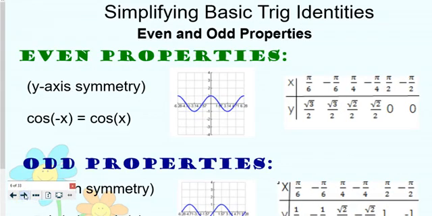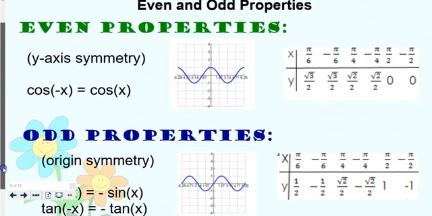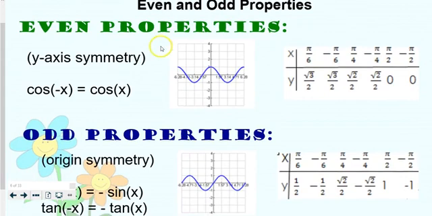Okay, now let's talk about some even and odd properties. And these have to do with respect to our graphs. Even properties refers to our y-axis symmetry. Take a look at the graph of cosine. We can see that it has y-axis symmetry, meaning that on the right-hand side and the left-hand side, there are reflections, they are mirror images of each other. And the cosine of negative x is the same thing as the cosine of positive x.